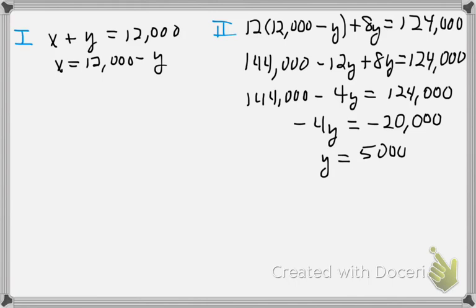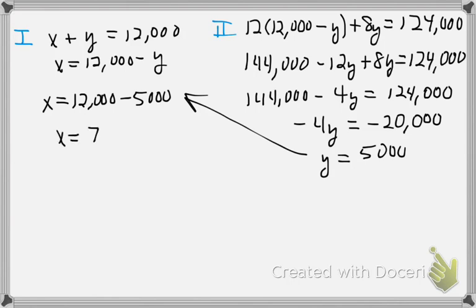Do you see how I solved that out? Is that okay? Then what do I do with that? Plug back in. x equals 12,000 minus 5,000, which means x is 7,000? Yes.